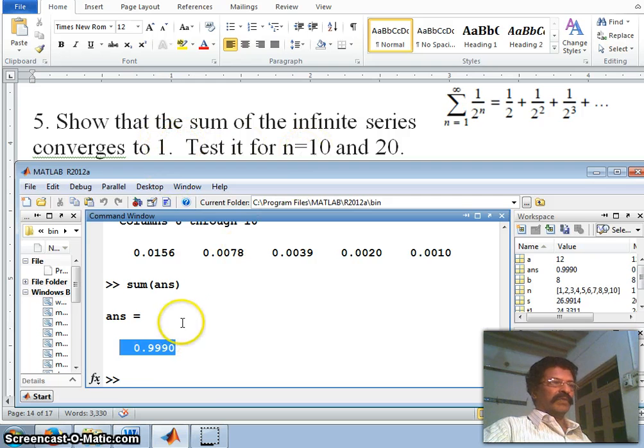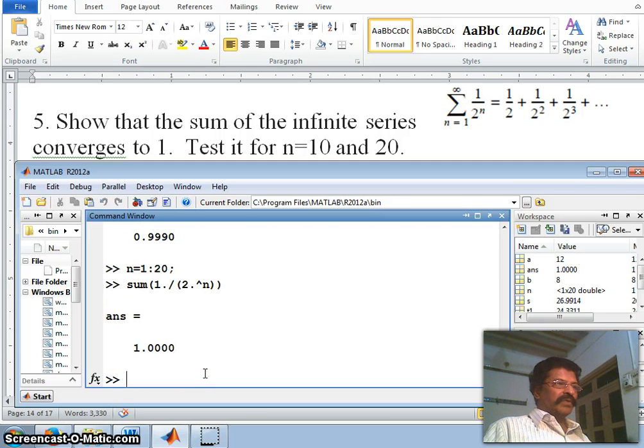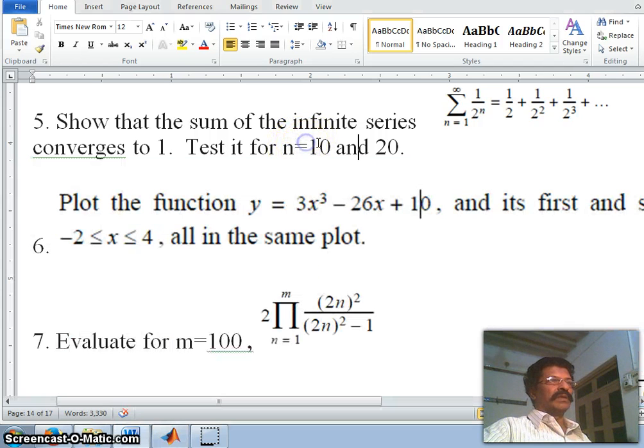Same way we can do it for n equal to 20. Therefore n is equal to 1 to 20, and as usual I can take this value, and here itself I can find the sum. Therefore this also becomes 1. Approximately it is equal to 1. Therefore we have tested for n equal to 10 and 20.